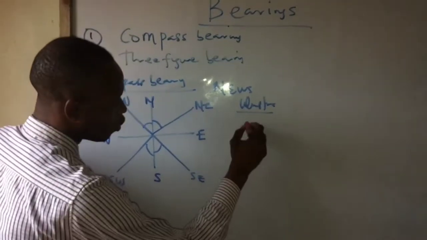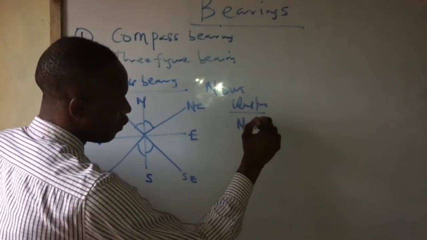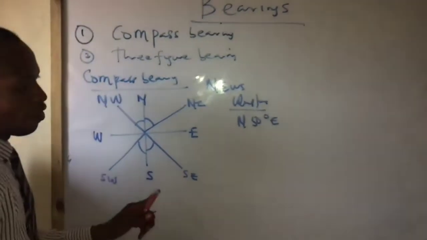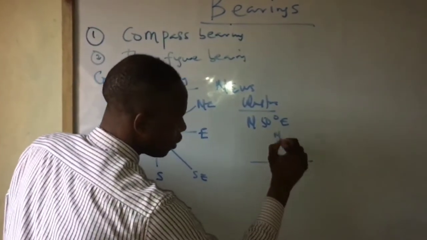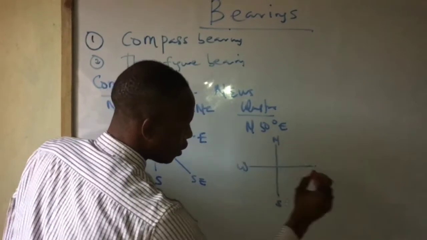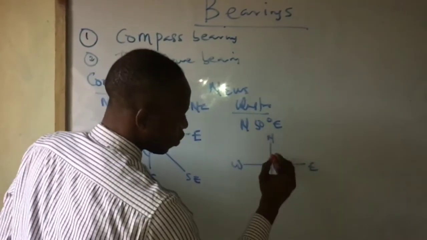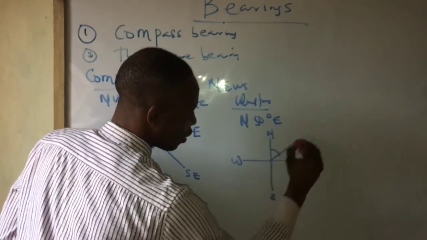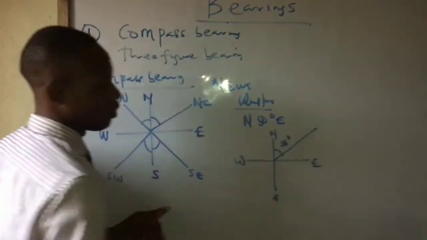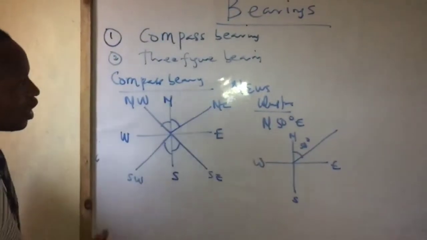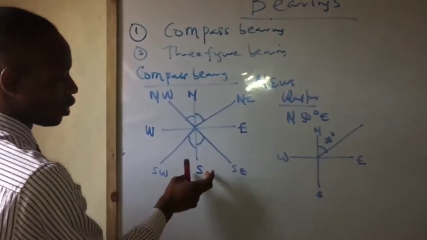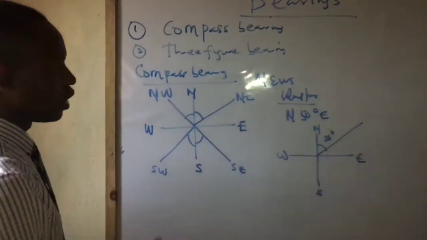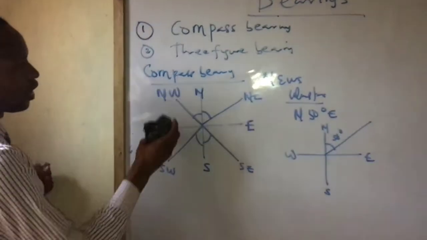Now an illustration. Let us assume we want to represent north 50 degrees east. So we have north, south, west, and east. Northeast. So that means I will be moving like this, 50 degrees. That is what you need to know about the compass bearing. The starting point is moving from the north or south, then measure toward either east or west. Now, the second one is the three figure bearing.